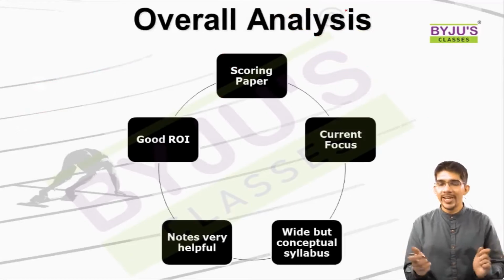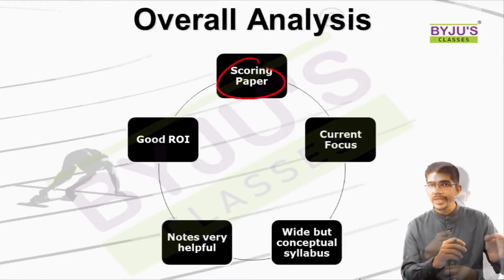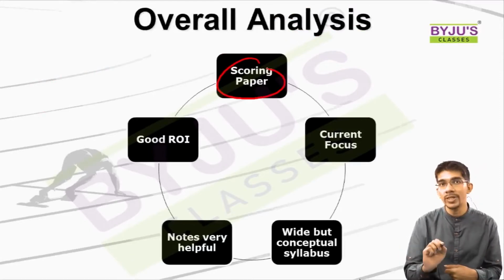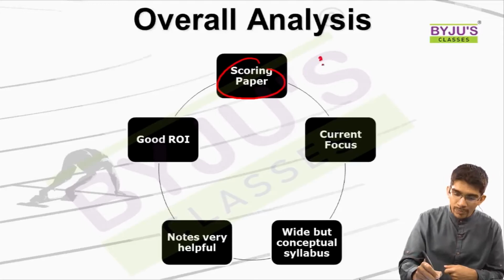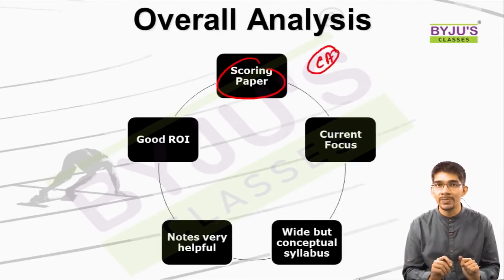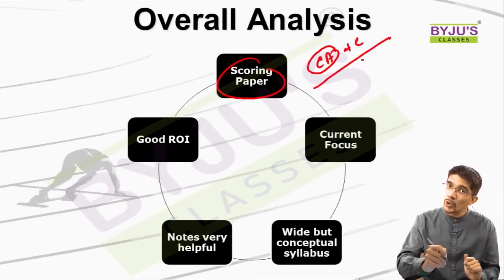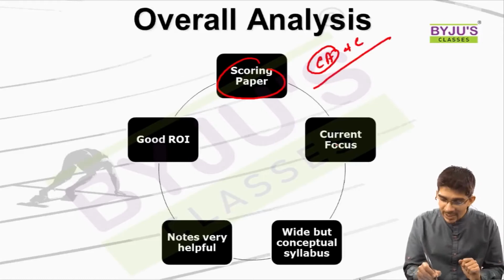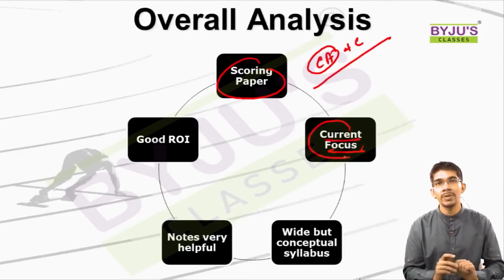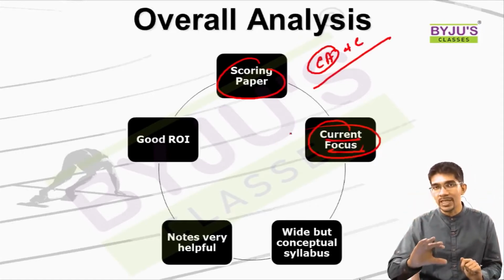So as an overall analysis, we can say it's a scoring paper because it's very, very conceptually rooted. And if you understand it well, you can give good analytical answers. So potentially scoring capacity is there, but because a lot of people neglect current affairs, we will see that the scoring is not always optimal in this paper. But if you can focus on current affairs and concepts well, scoring is definitely possible. Current focus is an important theme of this paper. Almost everything in this paper will be current affairs focused. So you have to keep that in your mind whenever you're studying for this particular paper.